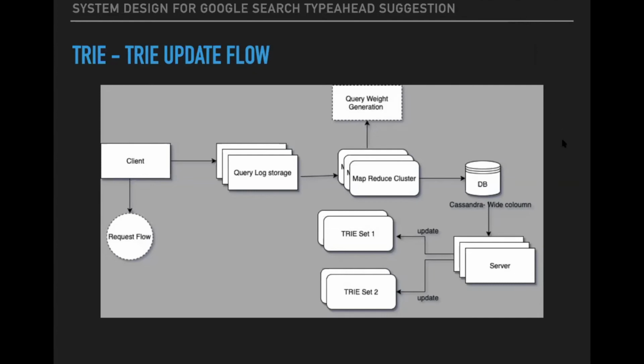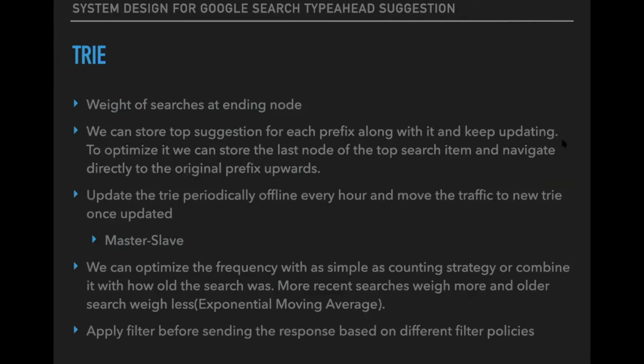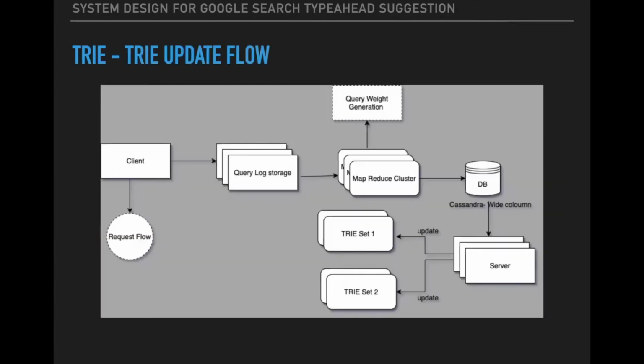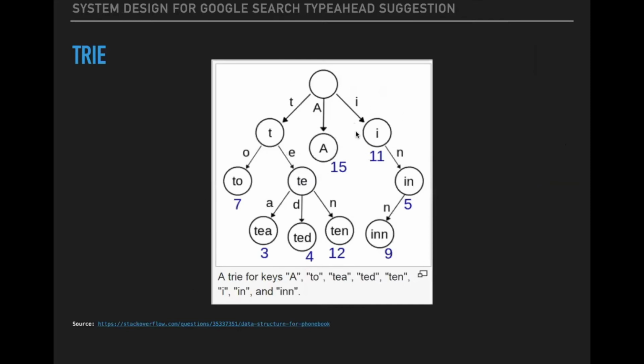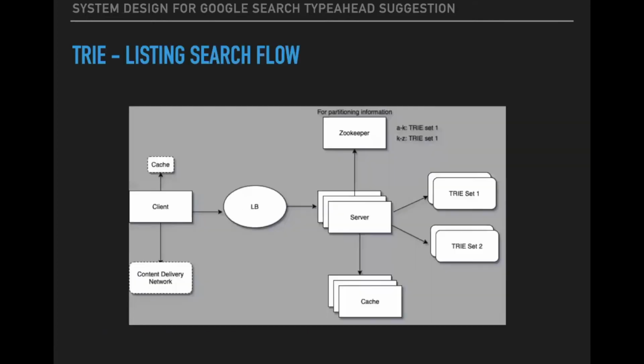Okay, so let's go ahead and see what else we have got. These are some pointers which I thought we should be discussing, but most of these things I have already discussed, so still let's go through. The weight of search at the ending node, which you have already seen in this table. Whenever you search it, you update the weight on the go. In our very simple design, we did that. But in our advanced design, we were employing a service dedicated to calculating the weight, which was providing this weight in real time, and we were updating the trie based on that.